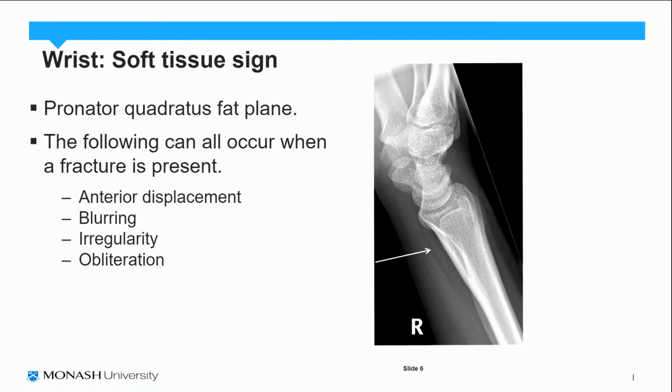On the lateral view of the wrist, we have a soft tissue sign, which is the pronator quadratus fat plane. This can follow when a fracture has occurred, and the pronator quadratus fat plane can either be displaced anteriorly, or there could be blurring, irregularity, or it could be completely obliterated. However, similar to our sail sign, the pronator quadratus fat plane does not indicate that there is definitely a fracture. It just shows that this is the area where most of the impact of the trauma has happened.